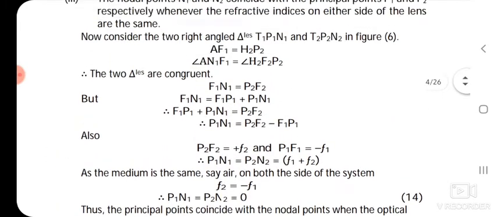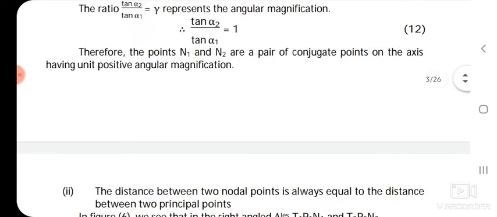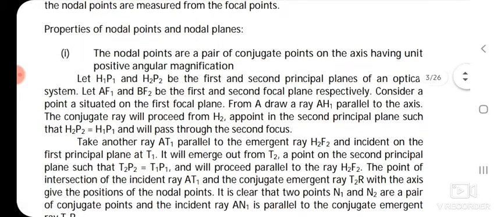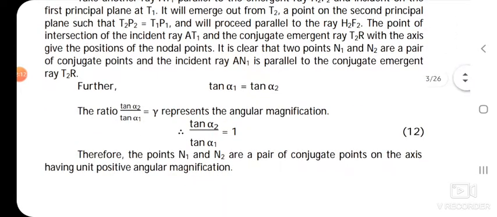Okay. In this way, we can prove these three properties of nodal points. If you have any doubt in this, you can ask me anytime.